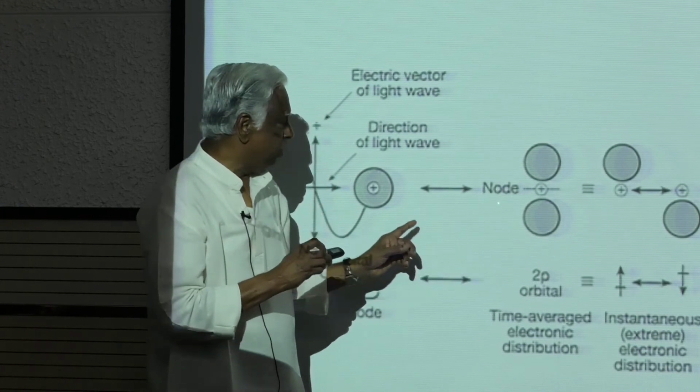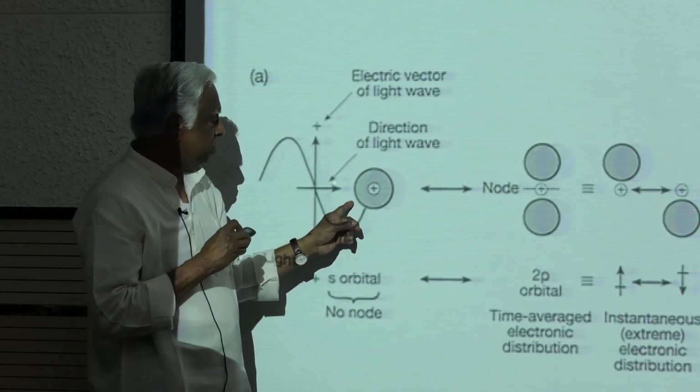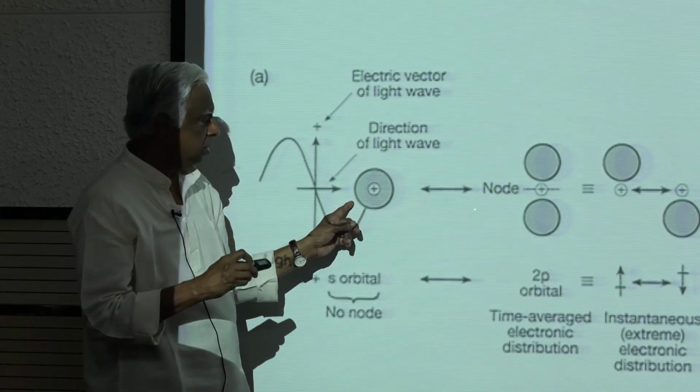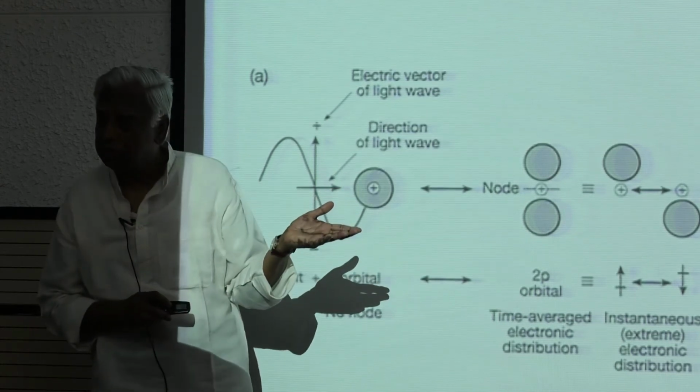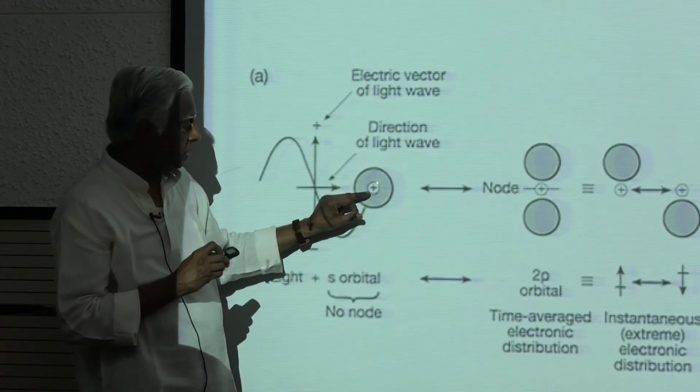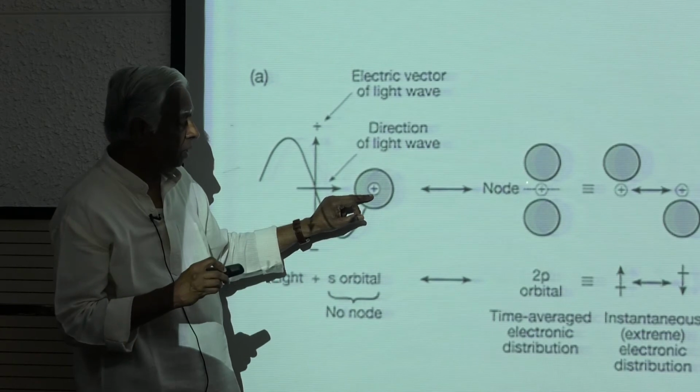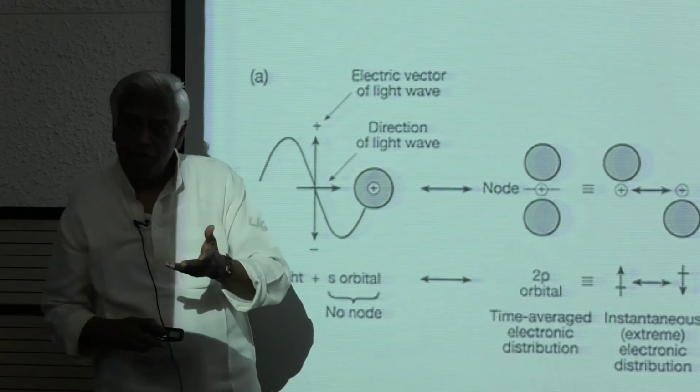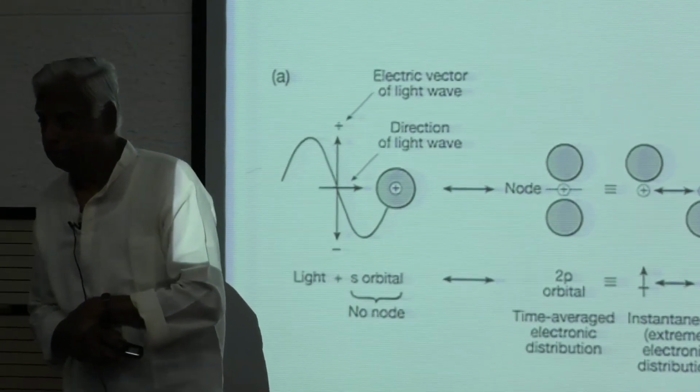At the end of it, if you look here, as the light is going through, the S orbital looks like a P orbital. So what will happen is, when the electrons are present here, it will move into this orbital, and that is what we call a transition. The electron is transiting from the S orbital to the P orbital.